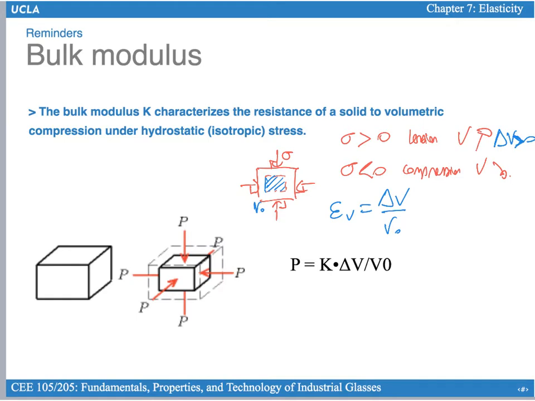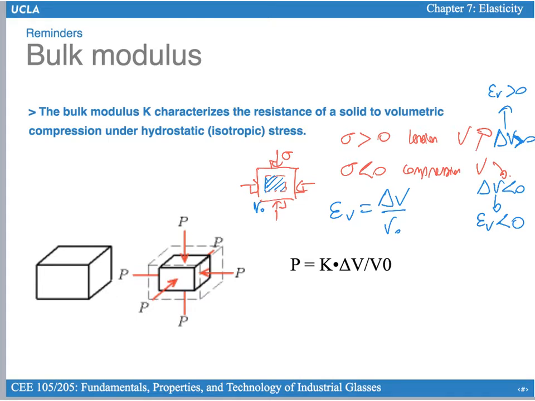You have a positive change, a positive variation in the volume. If the stress is negative, then you have a compression. The volume is decreasing. In that case, delta V is going to be negative, sorry. If the delta V is positive, then it means that the volumetric strain is positive. And if delta V is negative, then the volumetric strain is also negative. The sign of the strain is defined by the sign of delta V.